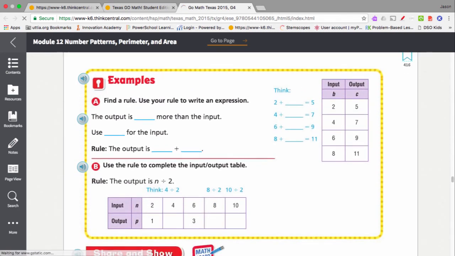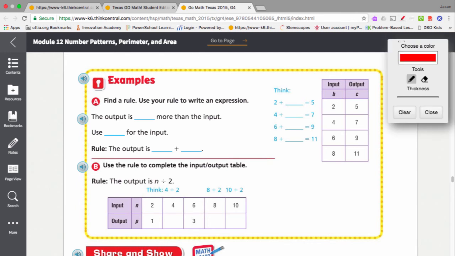One more, we're going to use a table to find an expression. So here we have input of 2, output of 5. Input of 4, output of 7. Input of 6, output of 9. And input of 8, output of 11. What is in common between these inputs and outputs? What rule can we use? Well, 2 plus 3 is 5. 4 plus 3 is 7. 6 plus 3 is 9. And 8 plus 3 is 11.